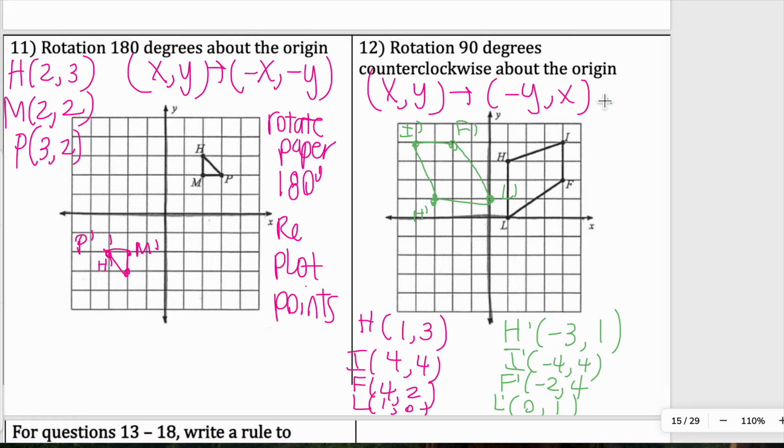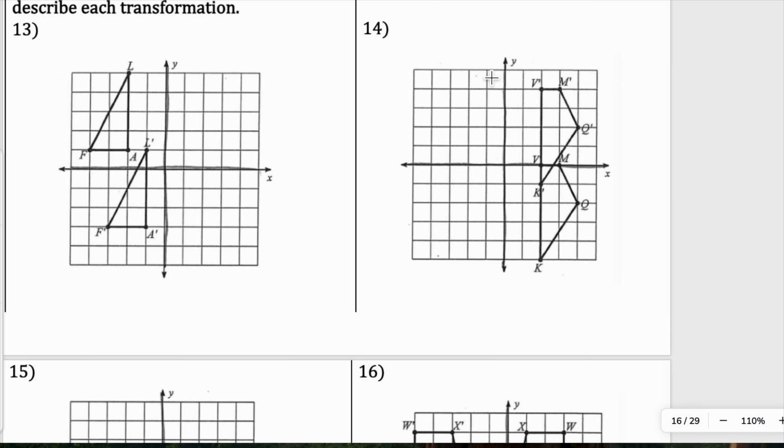The other option is to do a 90 degrees clockwise turn of the paper, and then re-plot points. I like that method better, but if you aren't able to turn your paper, or it's just easier for you to apply the algebraic rule, you can do that too.